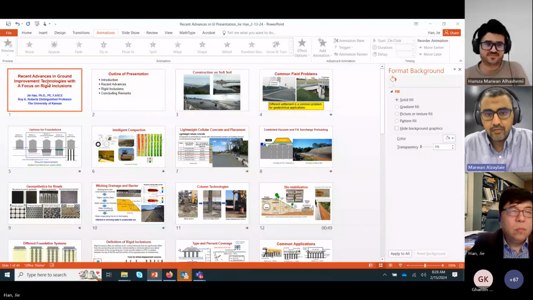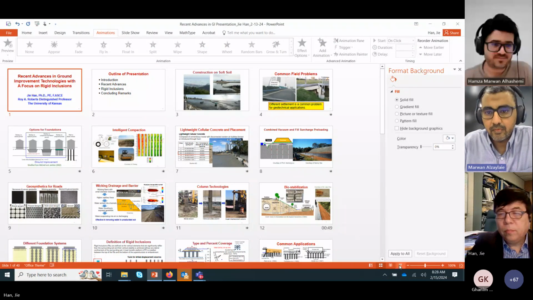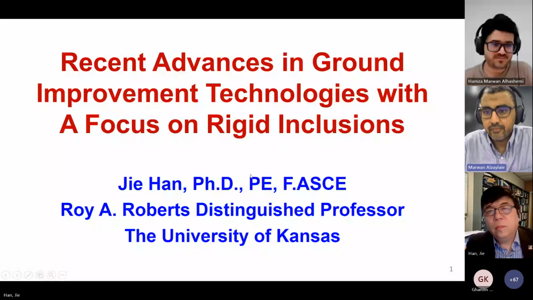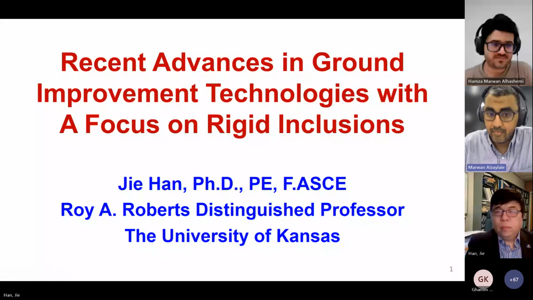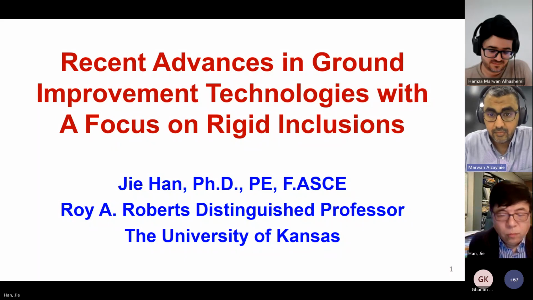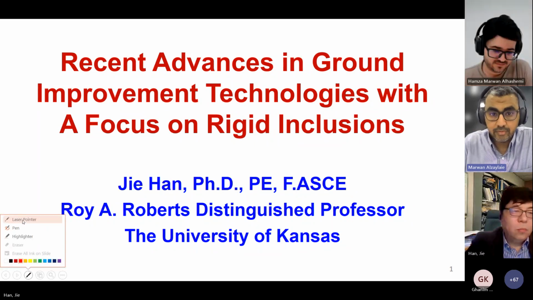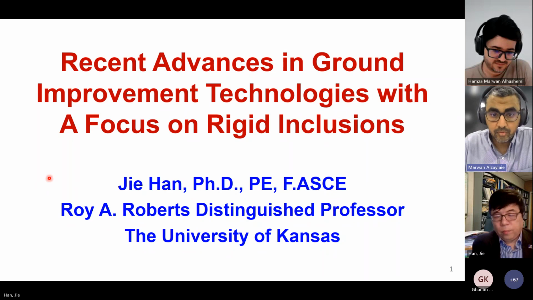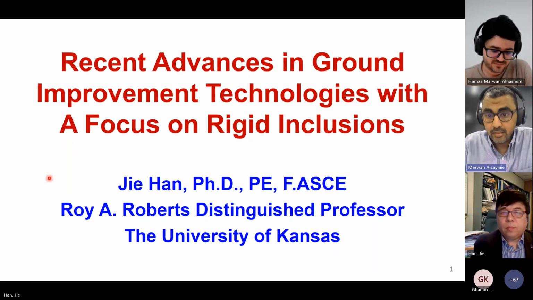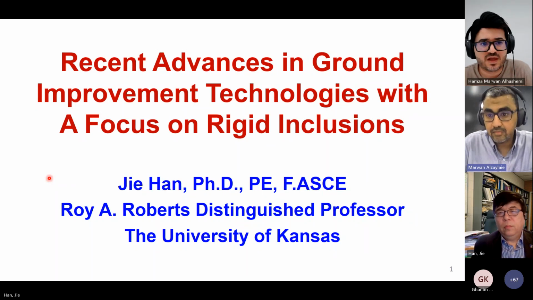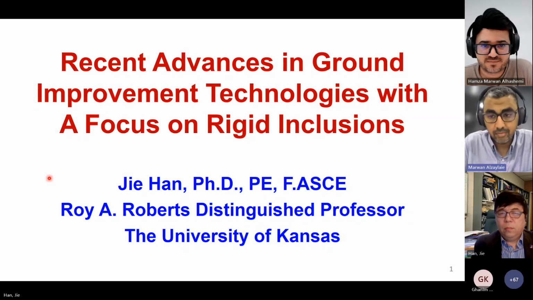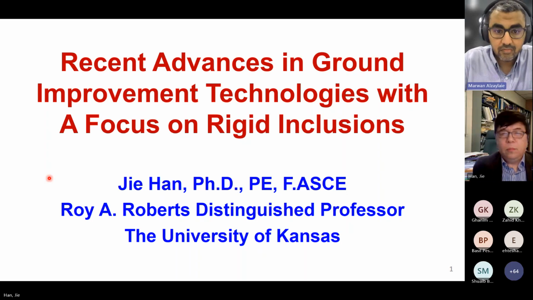I think everybody knows him very well. Professor Jie Han is Roy A. Roberts Distinguished Professor at the University of Kansas in the United States. He's the president of the ASCE Geo-Institute. He's the chair of the U.S. Transportation Research Board Transportation Earthworks Committee, and treasurer of the International Geosynthetics Society. For sure, he's an expert in geosynthetics, ground improvement, pile foundation, buried structures around roadways, and also in a lot of different fields in geotechnical engineering.